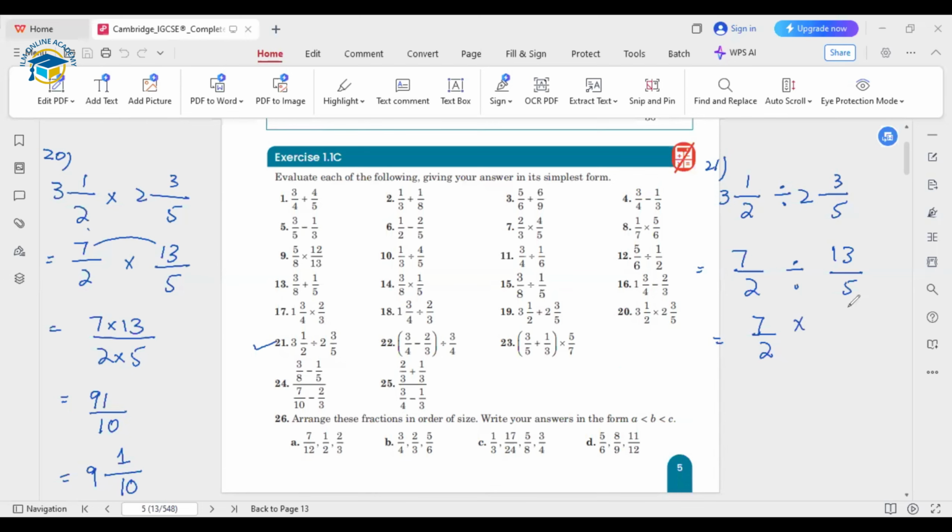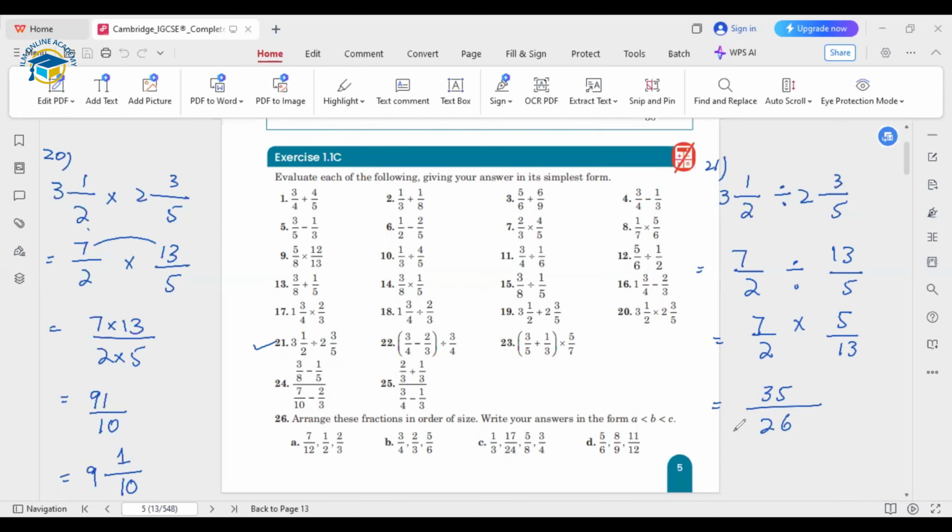So this is 13 by 5. So next I'm going to write it as 5 by 13 because I'm changing the division into multiplication. After that, again, we will see whether there is a possibility to cancel out the fractions. There isn't any, so we can simply multiply. 7 5 times would be 35, and 13 2 times would be 26.